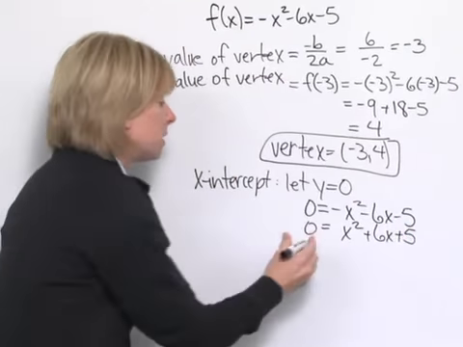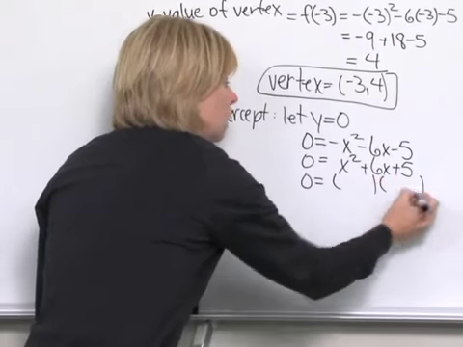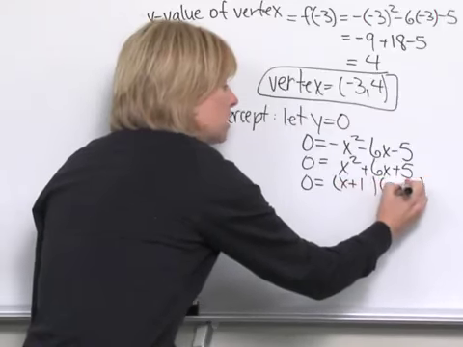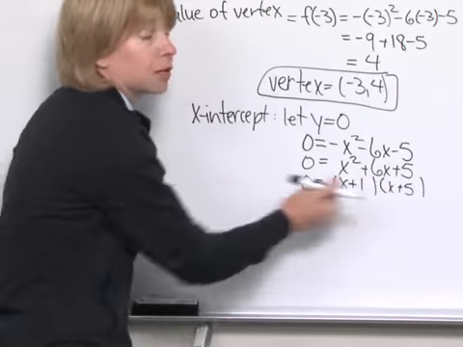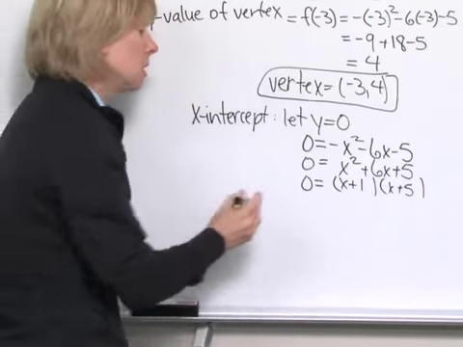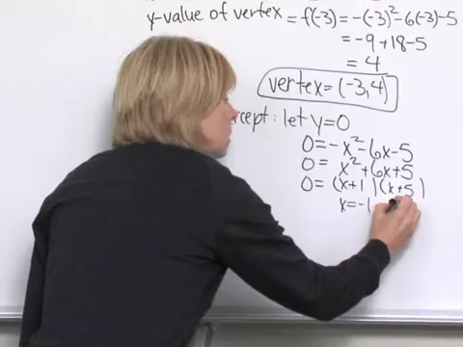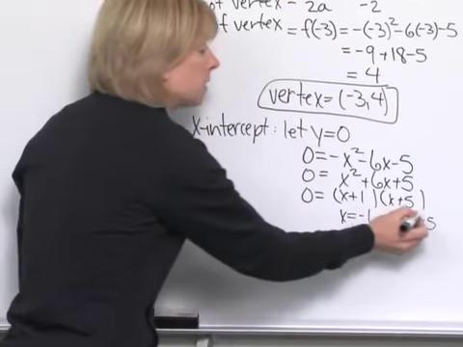Now if I factor this, it factors to x plus 1 times x plus 5. And if I set each of those factors equal to 0 and solve those, I get x is negative 1 or x is negative 5. So I have 2 x-intercepts.